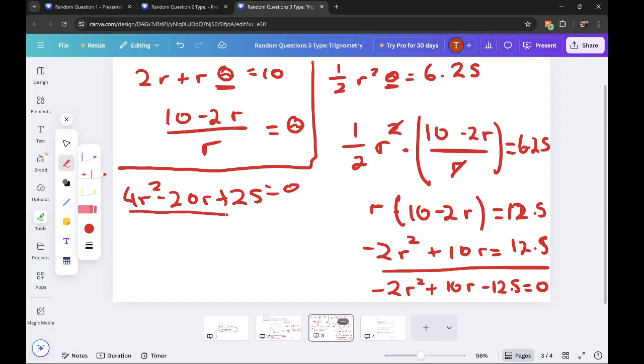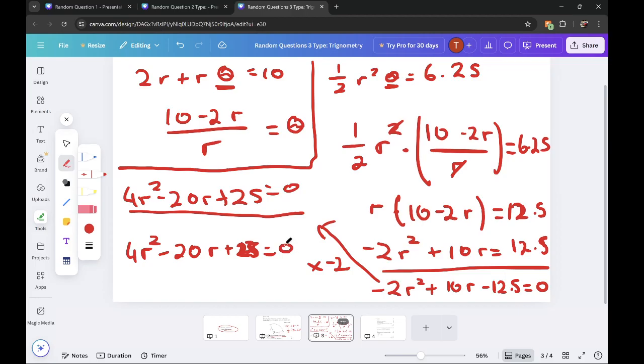Essentially, what they've done to convert this to this is multiply by -2. Once you multiply this by -2, you get minus 2 times minus 2, which is 4r squared. Minus 2 times 10r becomes minus 20r. Minus 2 times minus 12.5 is positive 25, and it is equal to 0 because 0 times minus 2 is still 0. So that's how you prove that you've gotten this, by substituting and trying to eliminate theta.